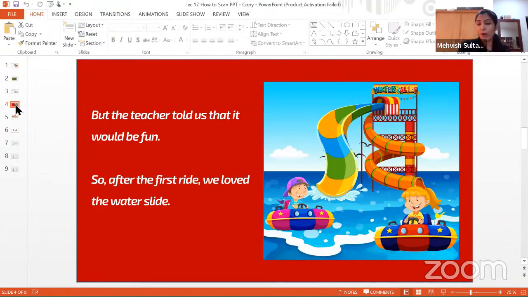I'm going to read it one more time. And whenever we hear a comma, we have to pause, right? But the teacher told us that it would be fun. So after the first ride, we loved the water slide. Can you try and read it now?